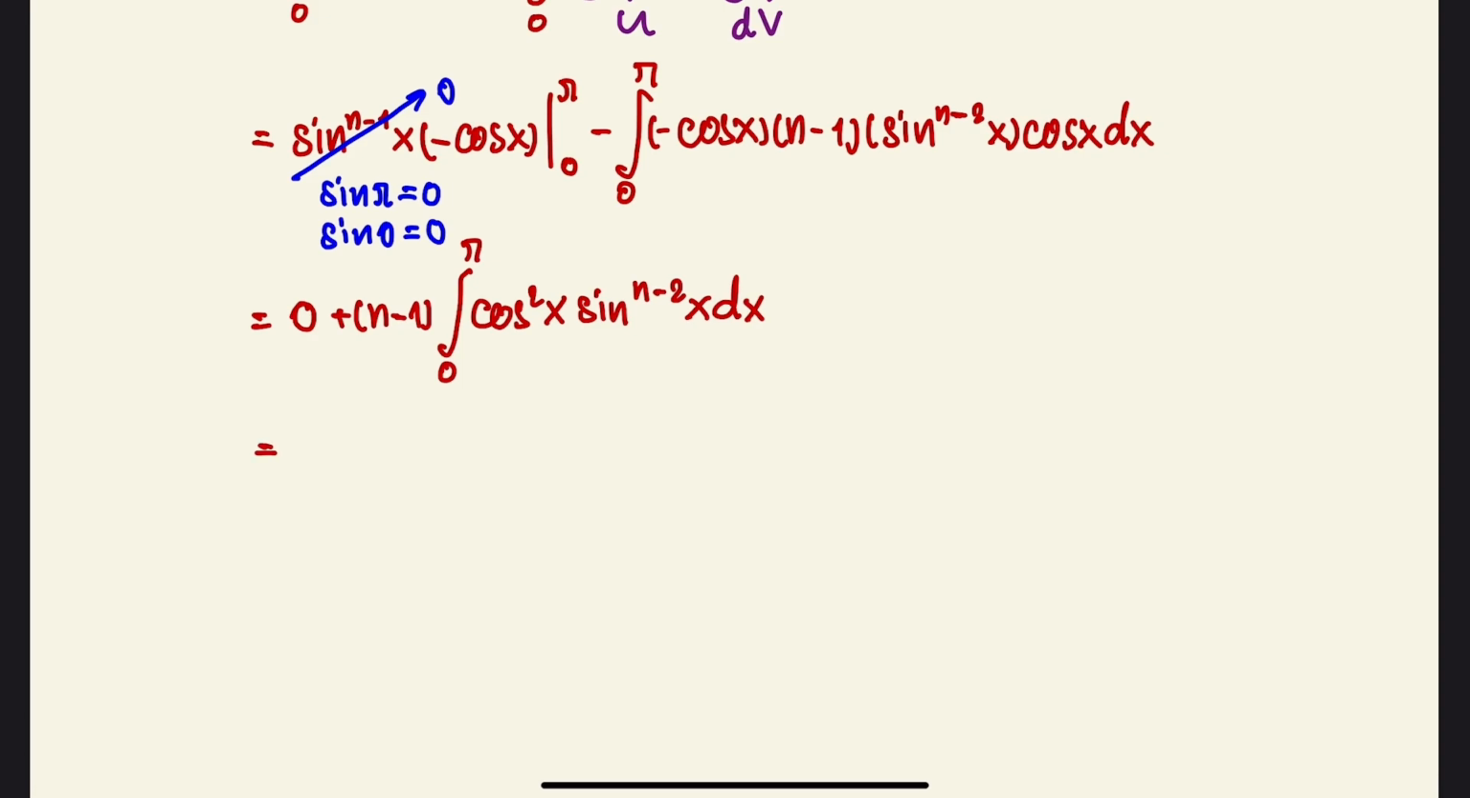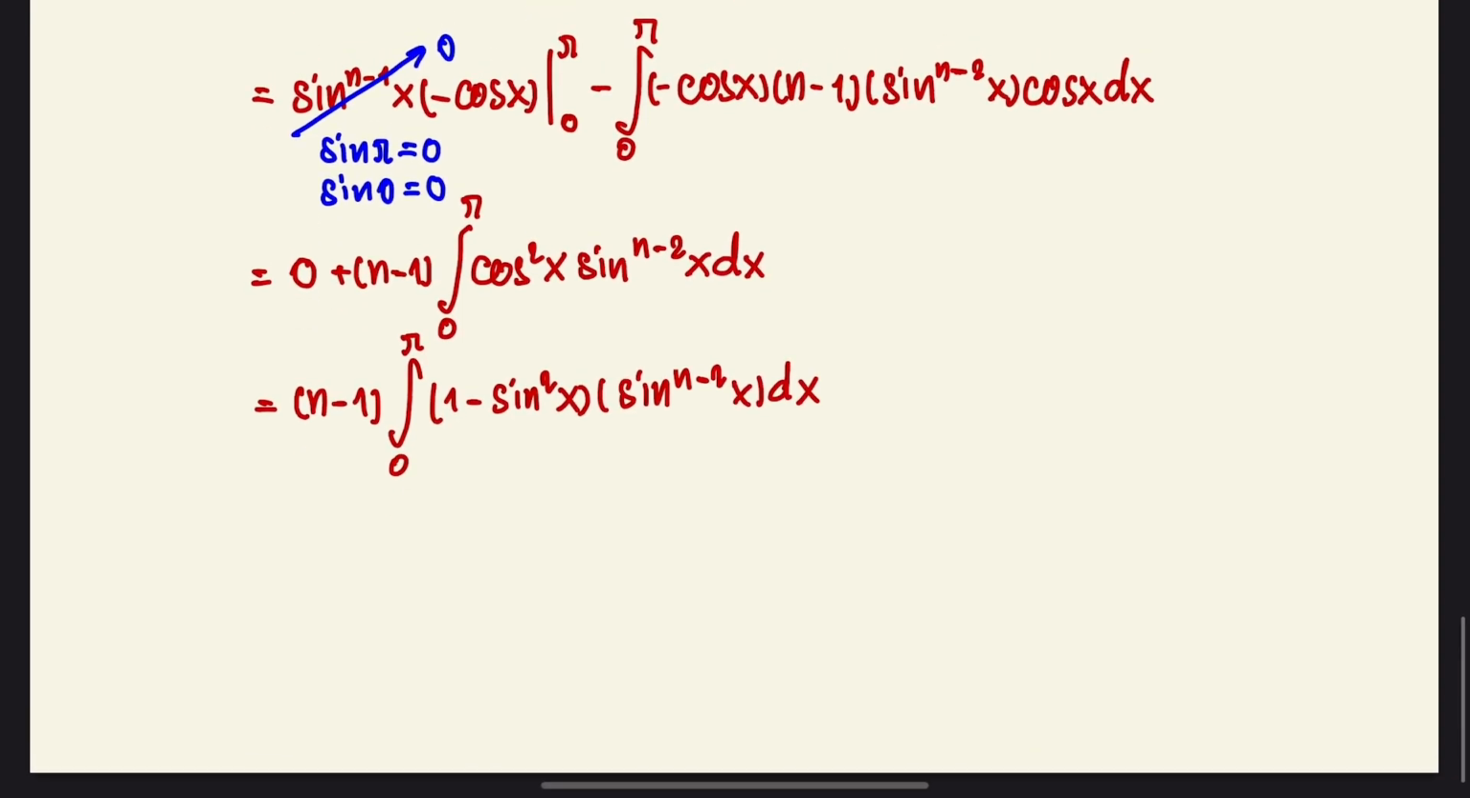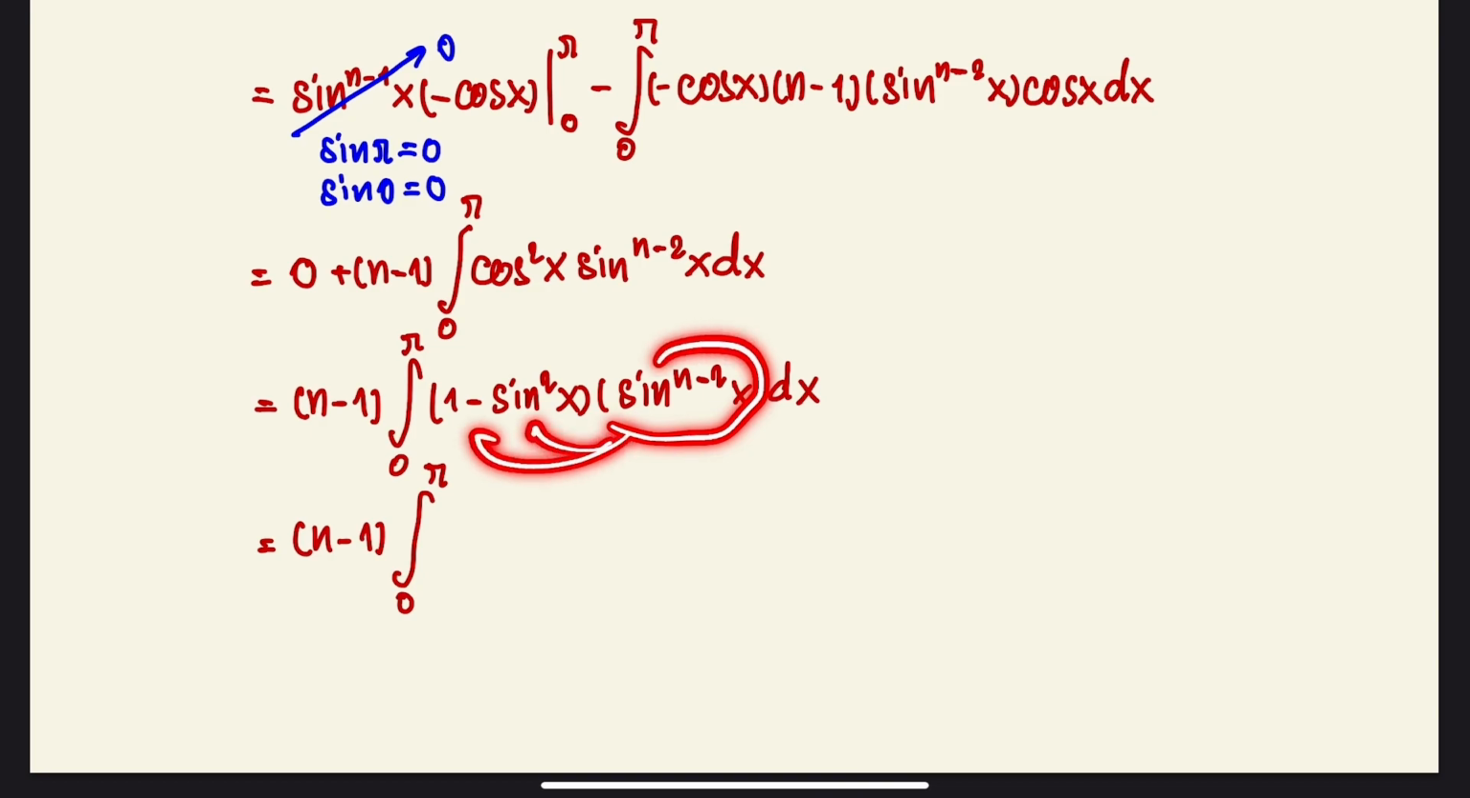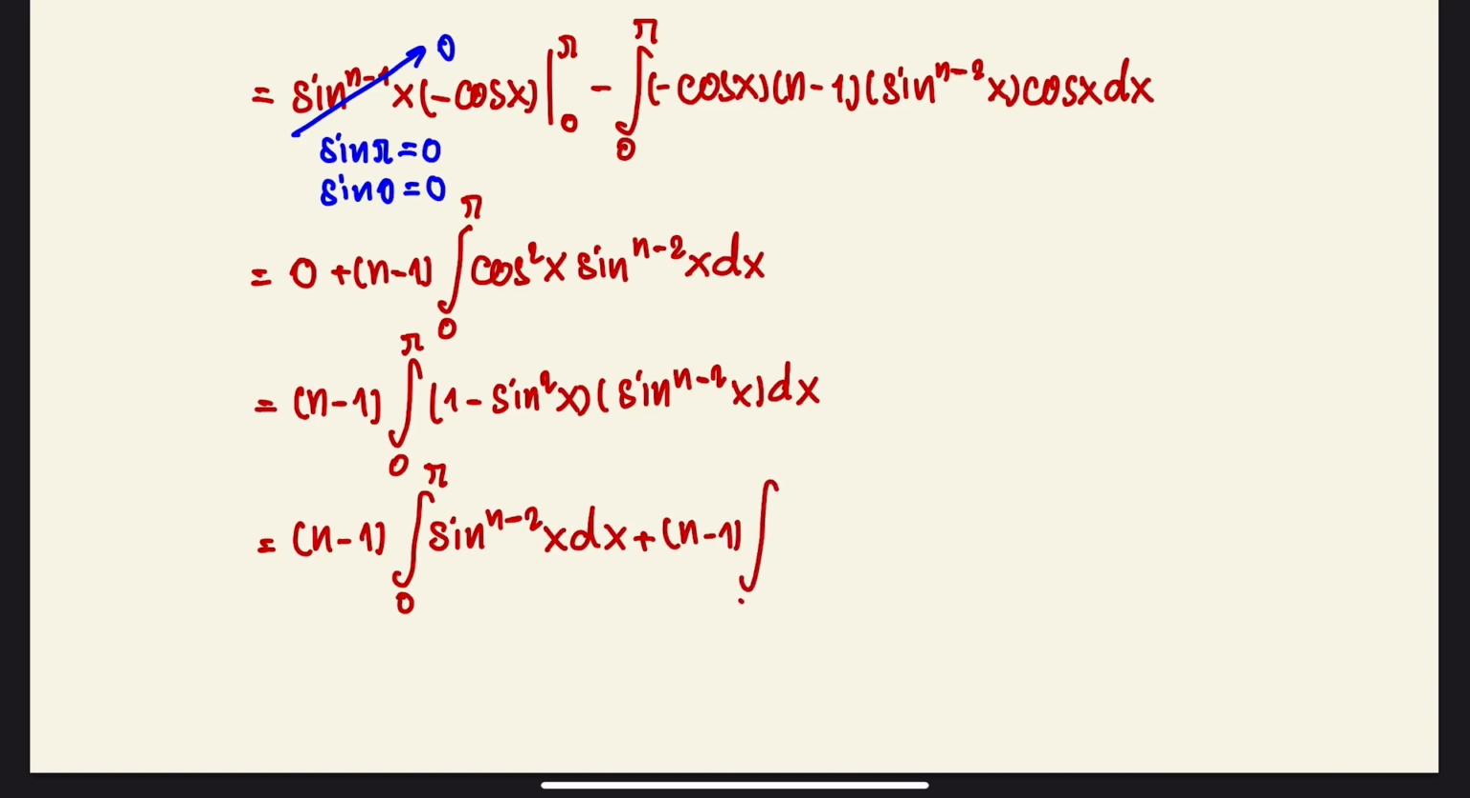According to the trigonometric identity, cosine squared x is 1 minus sine squared x. So it's n minus 1 times the integral from 0 to pi, distributing this term: the integral of sine raised to the n minus 2 x dx, minus n minus 1 times the integral from 0 to pi of sine raised to the n x dx.